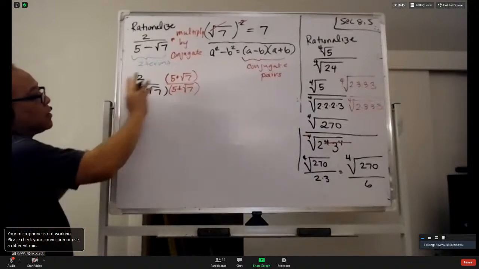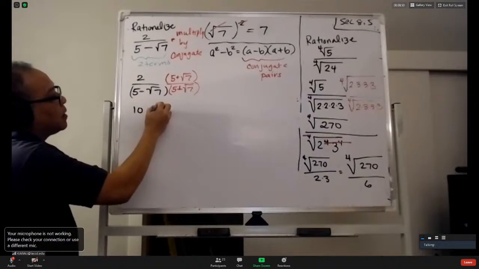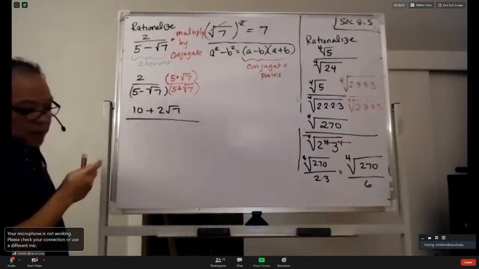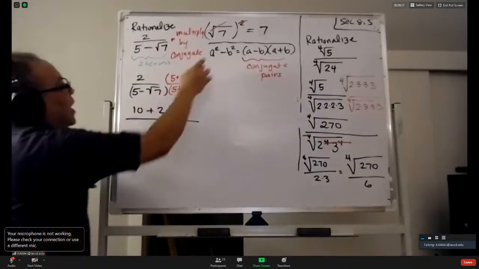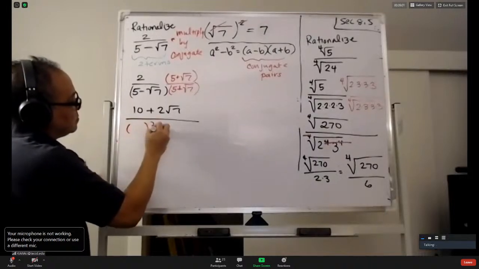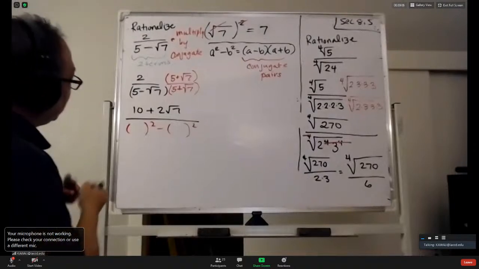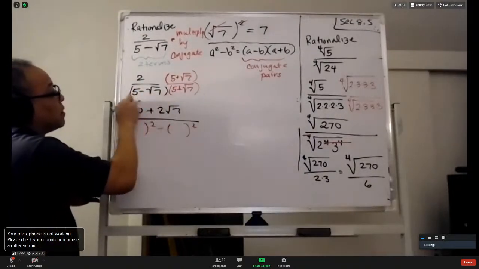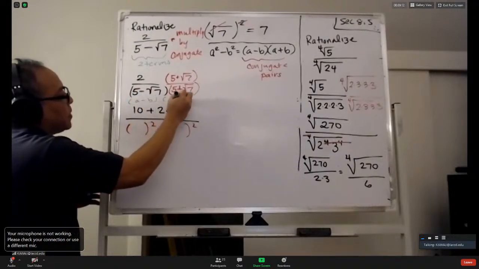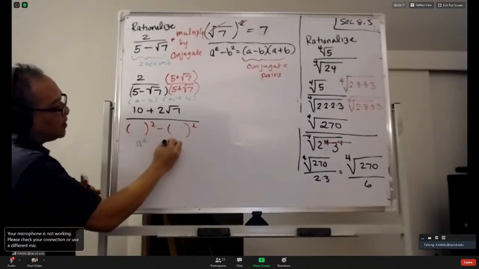Okay, now on top, we just distribute 2 times 5, and then we get 2 squared is 7. And then on the bottom, this is the cool thing, we get a squared minus b squared. See, what we have over here is a minus b, a plus b, and over here what we have is a squared minus b squared.